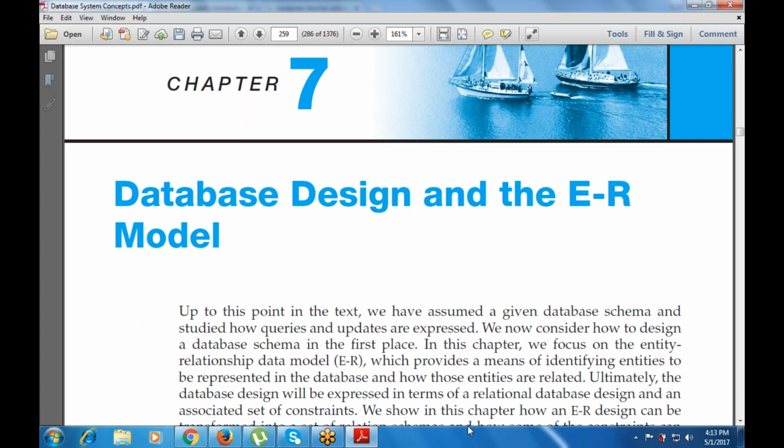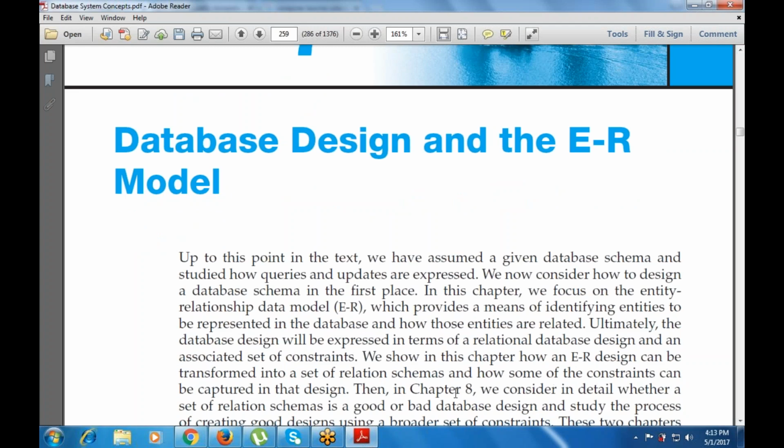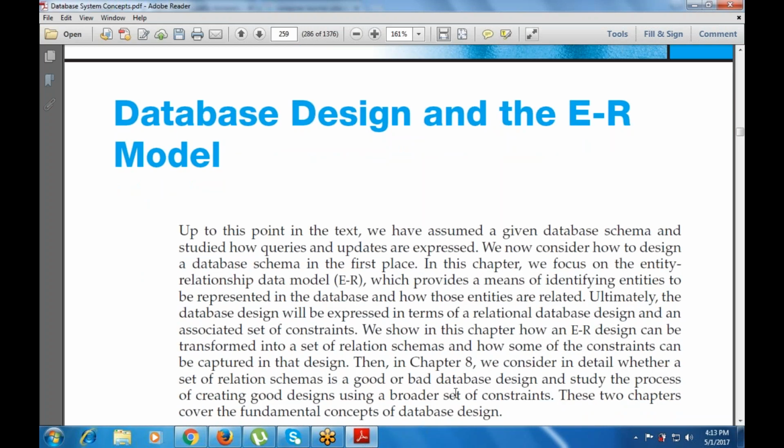An entity can be any real-world entity, any living object, that is to be represented in the database using the oval sign, and how the entities are related to each other, and what are the various attributes of an entity. Ultimately the database design will be expressed in terms of the relational database design and an associated set of constraints. In this chapter, we are showing how the ER design can be transformed into a set of relation schemas and how some of the constraints can be captured in that design only.